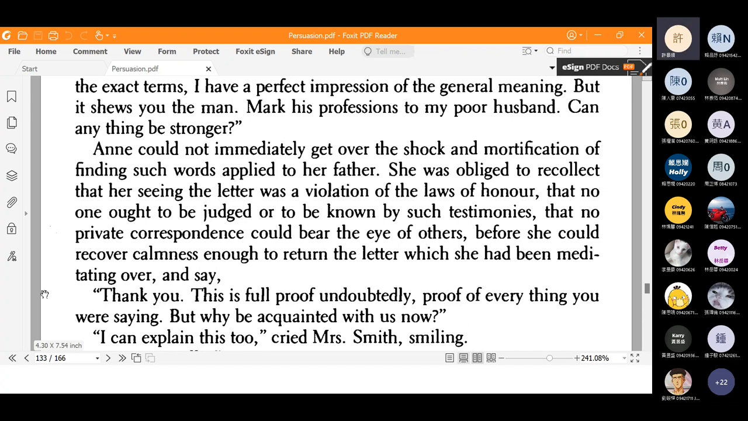So of course, when you look at a letter and you see someone talking in a very impolite way, it will make them look bad. And so no private correspondence could bear the eye of others because it is private, not public. People behave differently in private and in public.